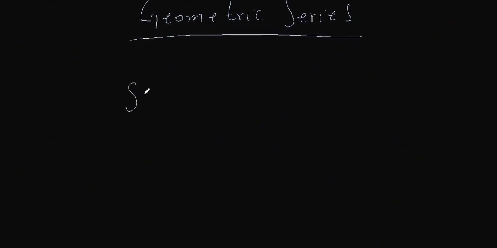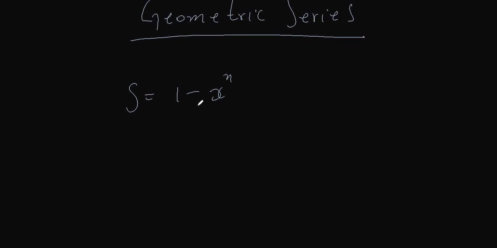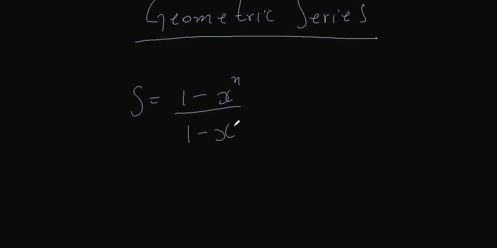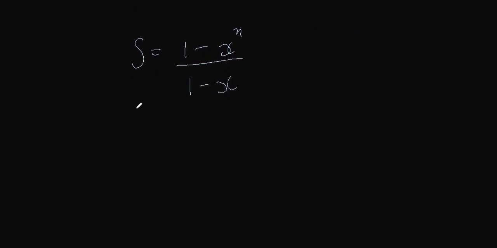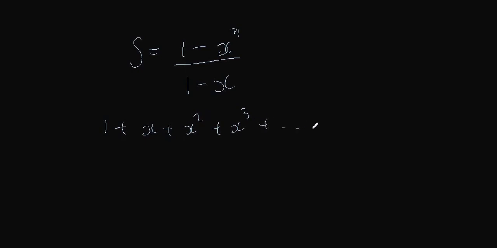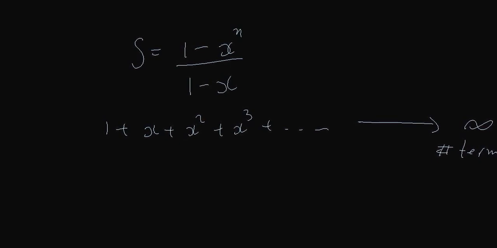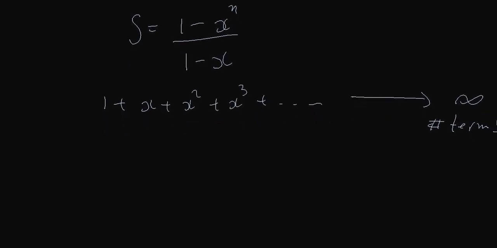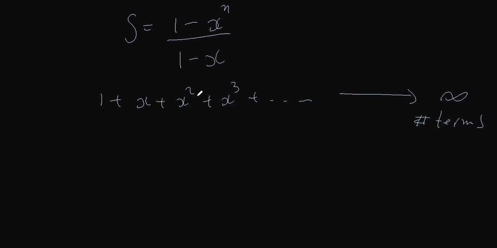So the sum is equal to 1 minus x to the n divided by 1 minus x. Now if n is infinite, that means we have an infinite number of terms here, and this goes on to an infinite number of terms. Now let's find a condition for when this is true. When can you have an infinite number of terms? This is true only when this sum here is defined, or when this sum is finite.